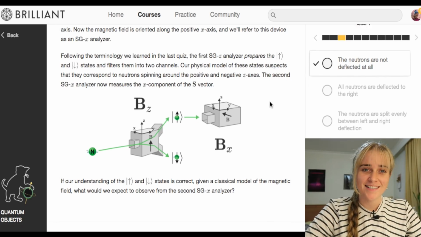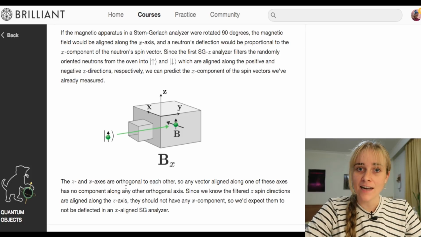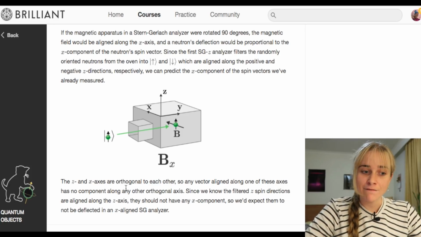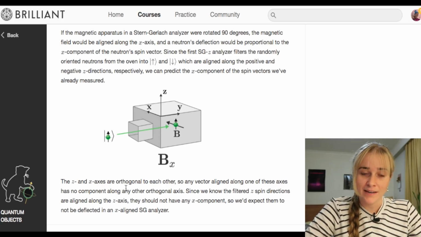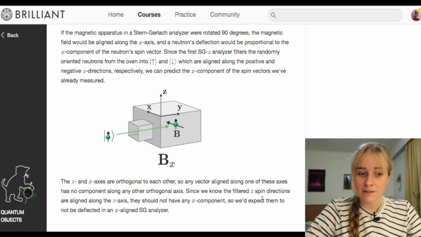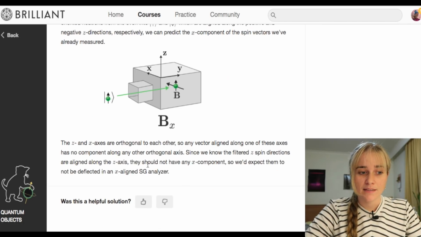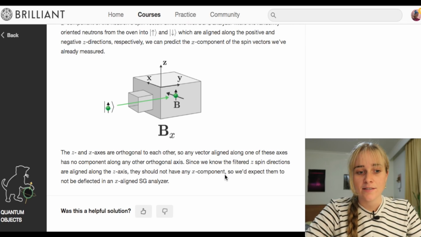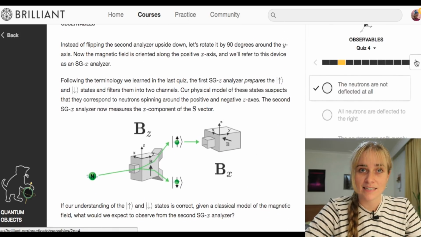The reason why I picked this answer, and it's expressed down here as well, is that the z and the x-axes are orthogonal to each other, so at 90 degrees, and any vector that had been aligned along one of the axes has no component along the other orthogonal axes. That's a feature of linear algebra, and a feature of two things that are at 90 degrees to each other. There is no overlap. So we know that the filtered z spin directions, so that's essentially our input here, have already been filtered to be completely spin up. They should not have any component in the x direction, so we'd expect them to not be deflected at all in an x-aligned analyzer. Alright, that's what we'd expect classically to happen.